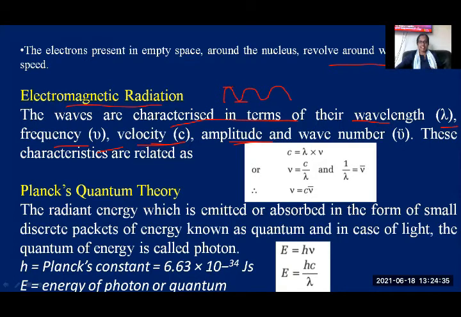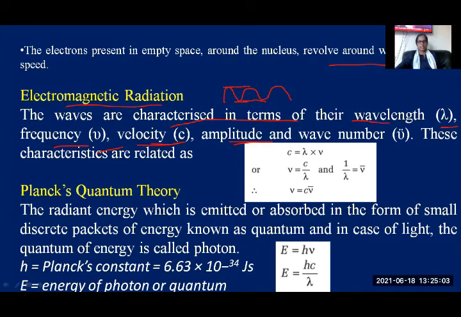So the distance between these two successive crests, or successive troughs, is called the wavelength, and it is designated by lambda. And then one more term, one more characteristic associated with the wave, is called the frequency. So what is frequency? It is the number of waves which pass through a particular point in 1 second. It is called frequency.